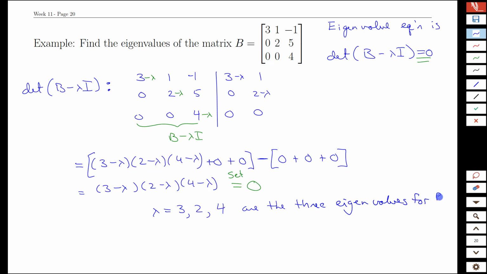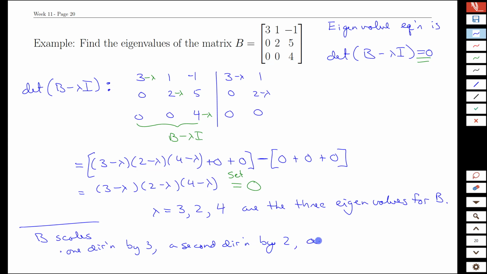for B. And again, what does that tell us? So just keeping in the back of your mind, B scales a direction, let's call it one direction by 3, a second direction by 2, and a third direction, some other vector in 3 space, by 4.